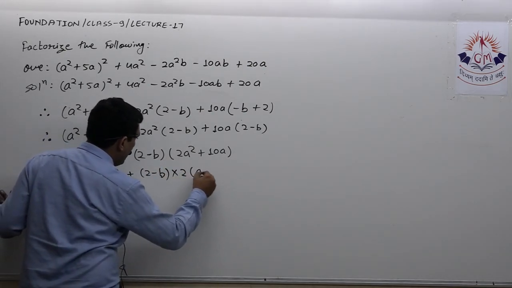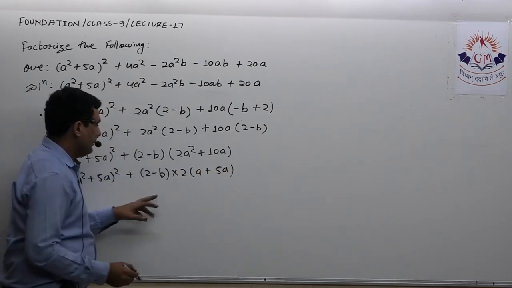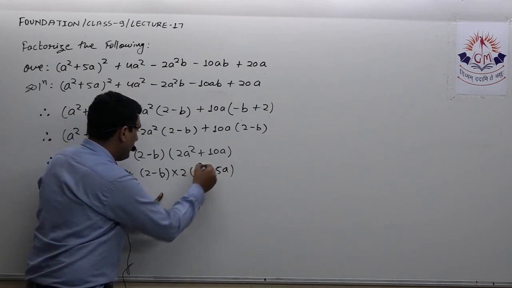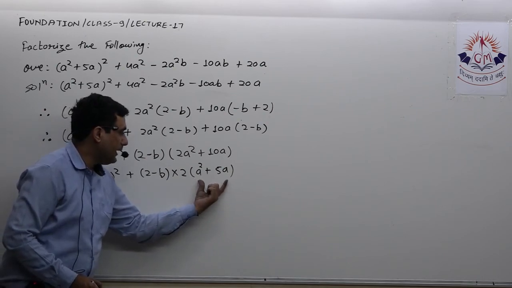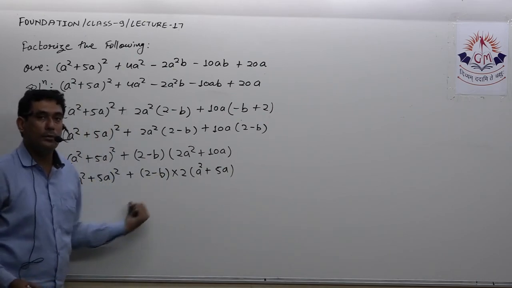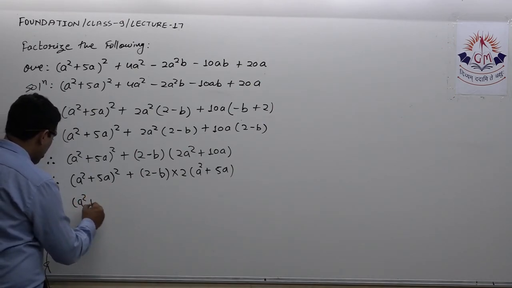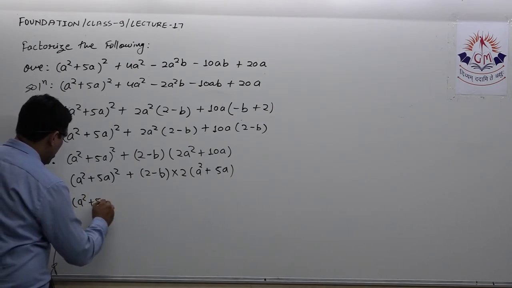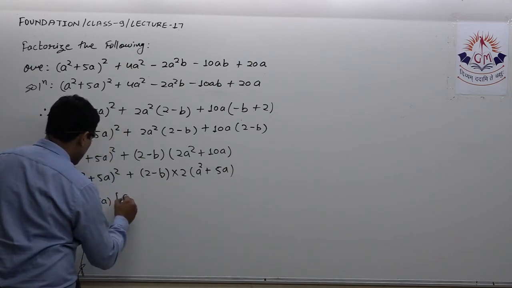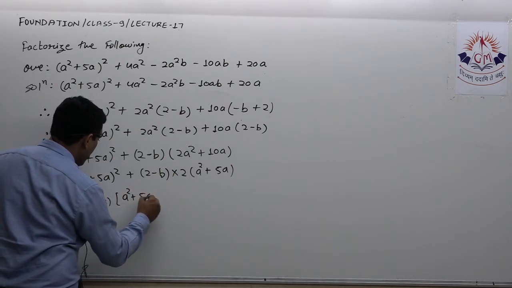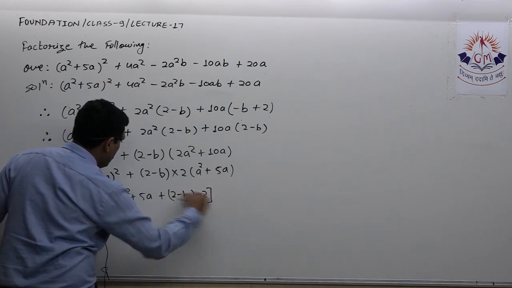common, what I will get, a square plus 5a, isn't it? If I take 2 common, I will get a square plus 5a, 2a square plus 10. Now we can see a square plus 5a is in both the terms. So if I take a square plus 5a common from the first term and from the second term, I will be left with a square plus 5a plus 2 minus b multiplied by 2.